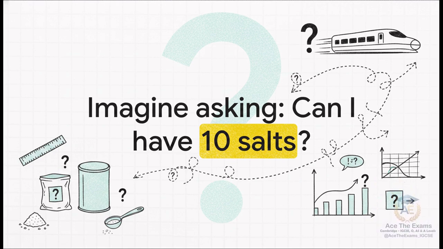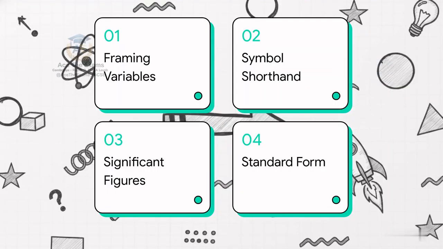If you write down in your exam that the speed of a bullet train is 500, the examiner has no idea if you mean 500 meters per second or 500 kilometers per hour. We have to give our numbers a physical reality. So, here is our ultimate camera manual for today's session. We're going to master 4 fundamental skills to stop you from losing those easy exam marks.